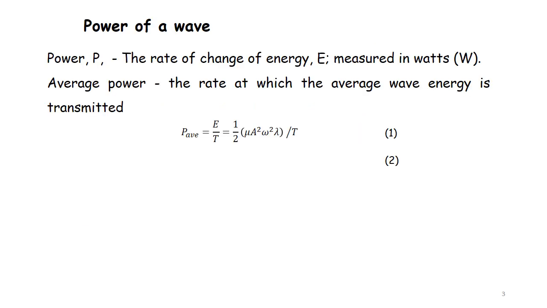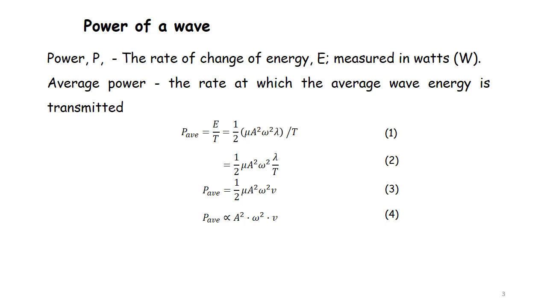The power of a wave. The average power of a wave is just the rate at which the average energy of such wave is transmitted. Power generally is the rate of change of energy, measured in watts. Likewise, average power of a wave is the rate at which the average energy of the wave is transmitted. And that is given as the expression you have.